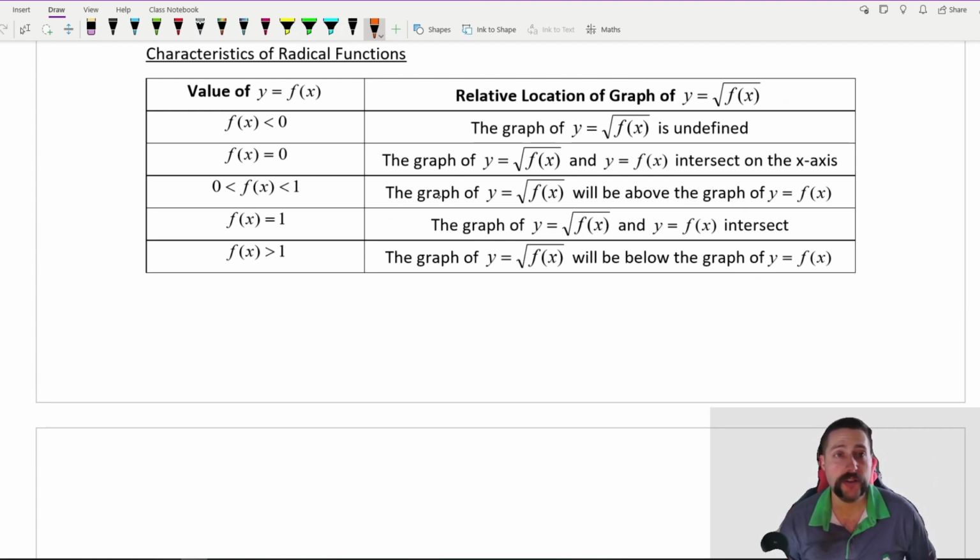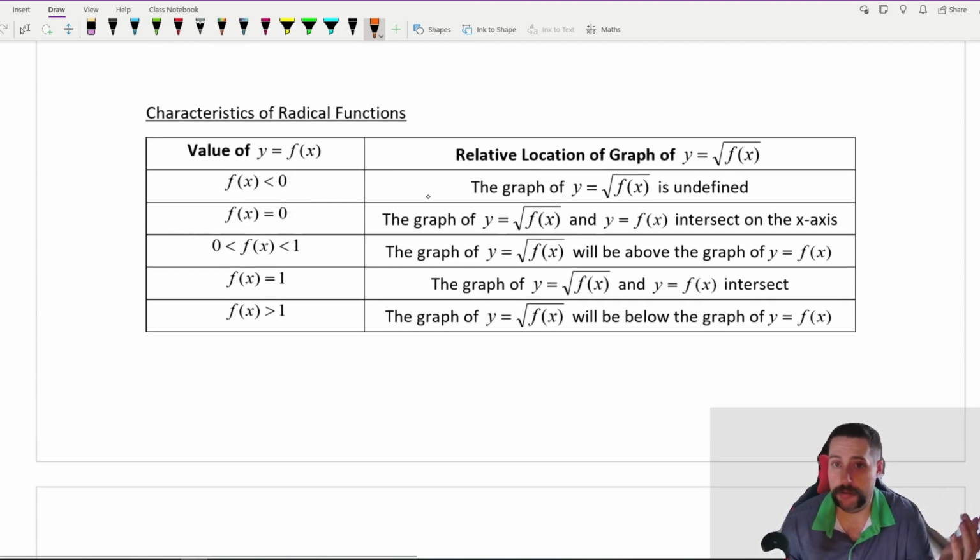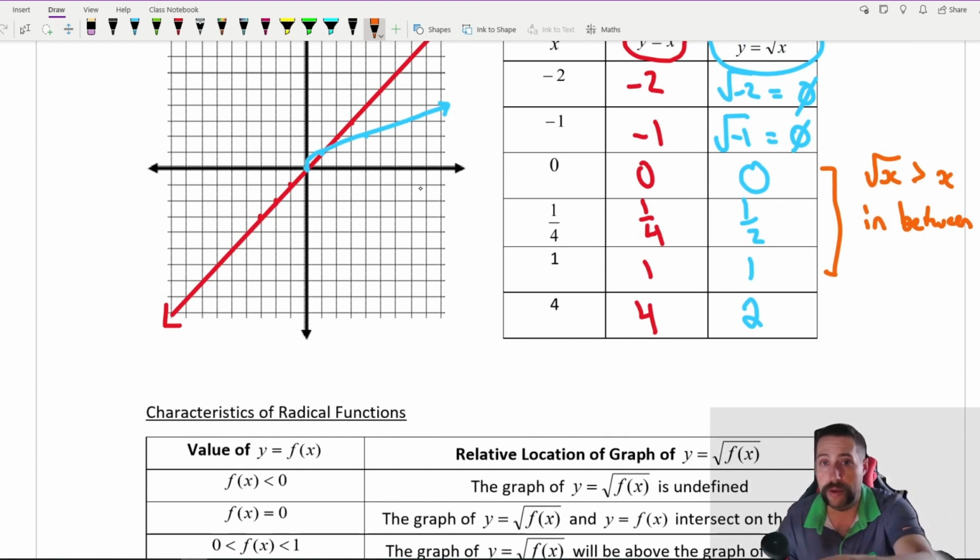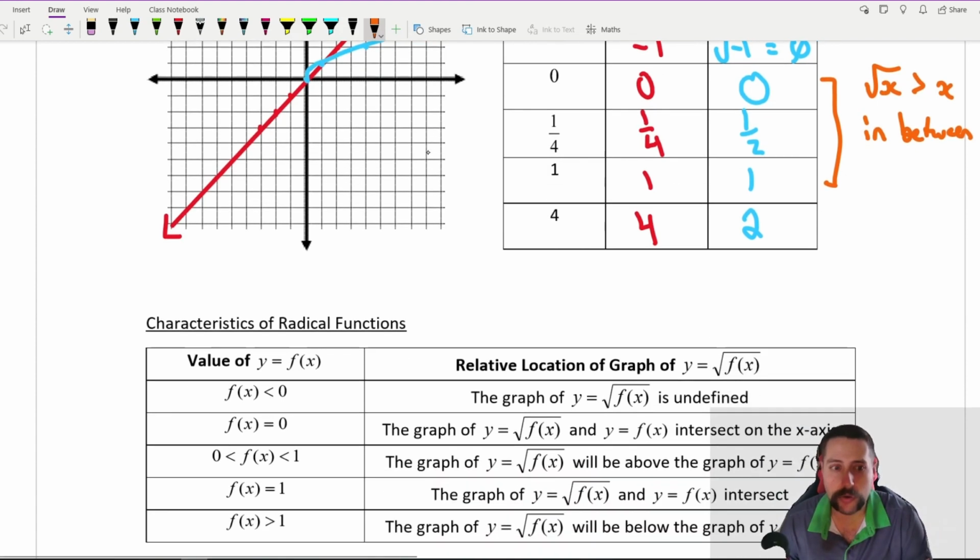So the characteristics of radical functions, again, the value of y equals f of x, that's the title of the left column, and then the relative location of the graph is y equals the root of f of x. So your original function, f of x, is less than 0. The root of f of x is undefined. And that's what we saw up here. When x is equal to -2, the root of x does not exist. Anything below 0 does not exist.